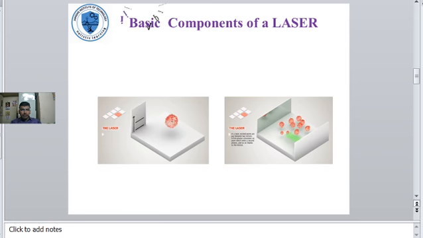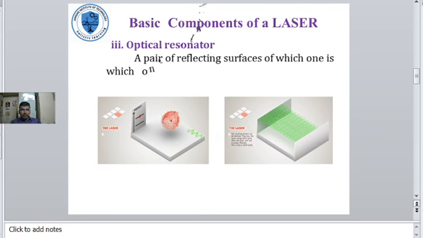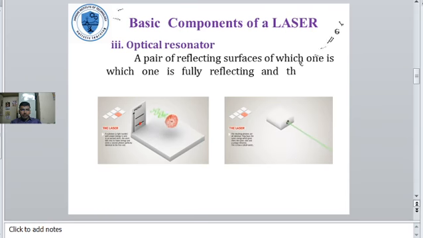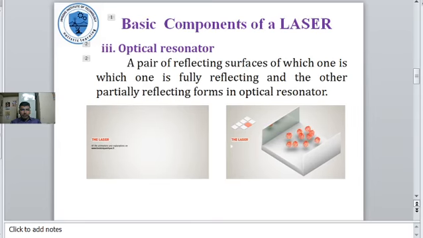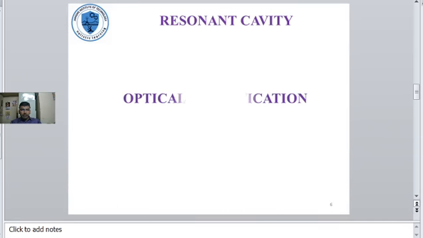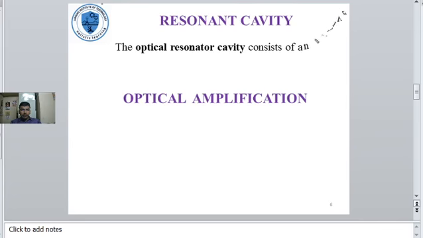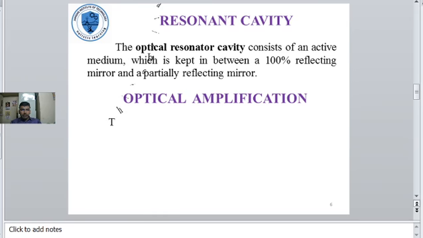The third component of a laser is an optical resonator, a pair of reflecting surfaces of which one is fully reflecting and the other is partially reflecting. Next we will see the resonant cavity. The optical resonator cavity consists of an active medium which is kept in between a 100% reflecting mirror and a partially reflecting mirror.